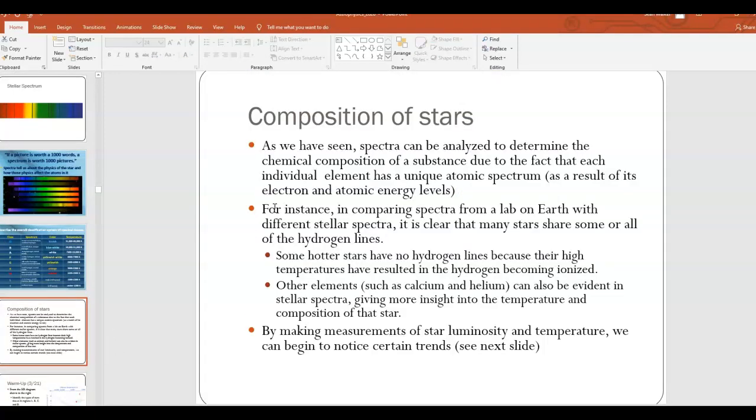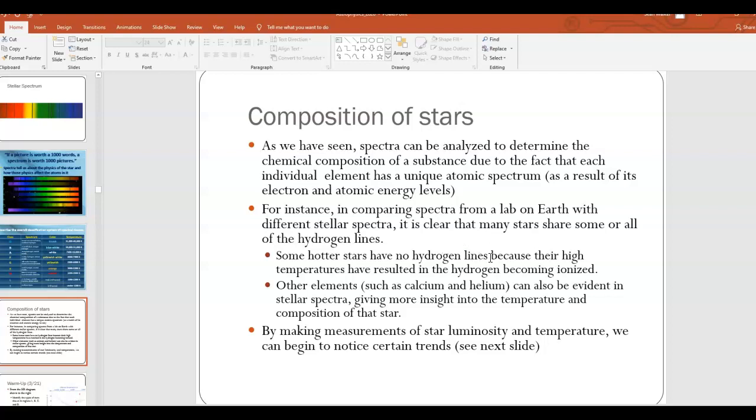Okay, so we've talked about spectra before. Like I said, we can use those to find the chemical composition of a substance because each individual element on the periodic table has a unique set of spectral lines. And based off of our observations of many different stars from Earth, we see that most stars have all or some of the hydrogen lines, indicating that stars tend to be made of hydrogen. Now, some stars are made of completely hydrogen, some have other elements in them.